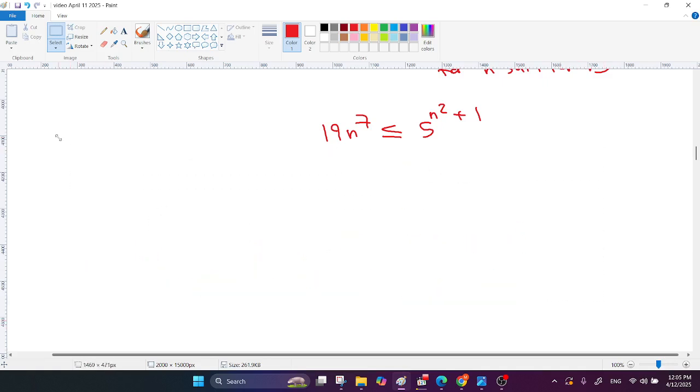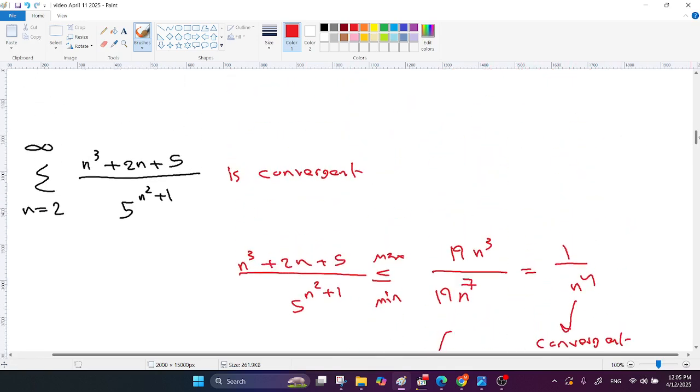This inequality is correct for all n, because the growth of exponential is stronger than polynomial, for all n greater than or equal to 1. Now the next one.